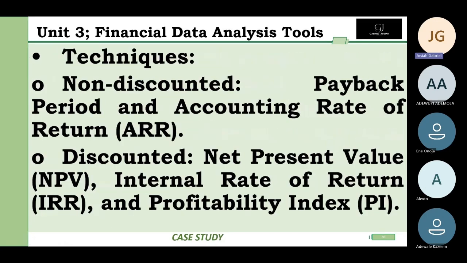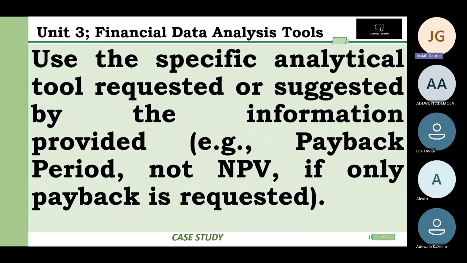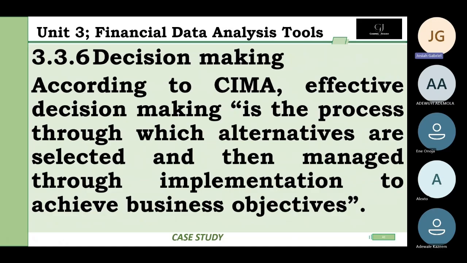Okay, so that's it about project appraisal in summary. Any question for that section? Any question on that? Okay, I believe we are deciphering it seamlessly.